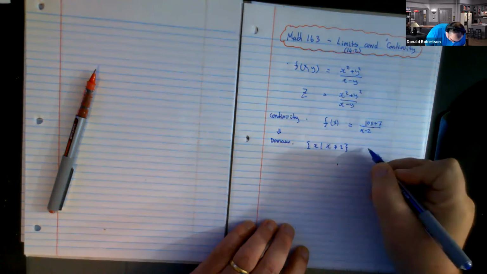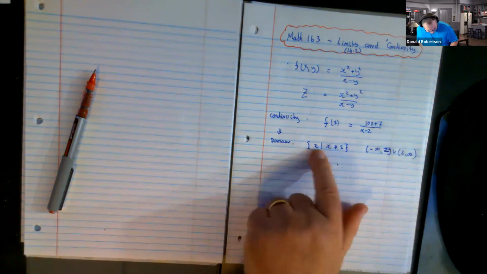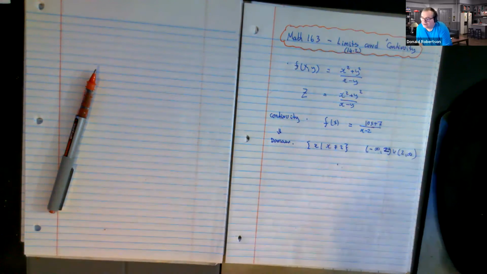In interval notation, it would be, oops, made a mess there, that says 2. It would look like that, right? So this is what the domain is. And this is also the values of x where the function is continuous, right?